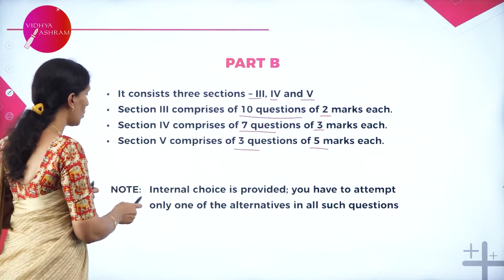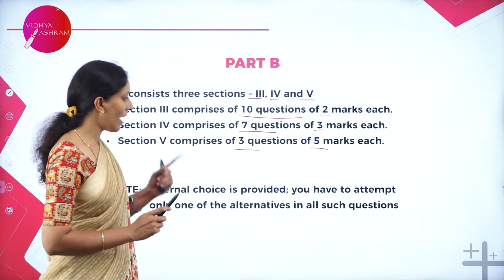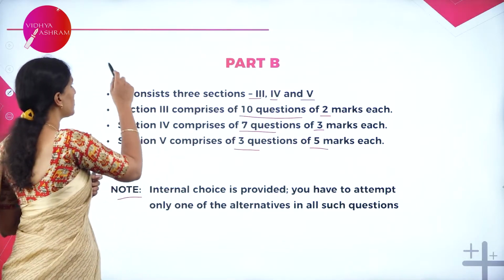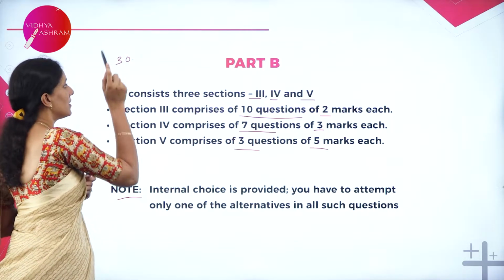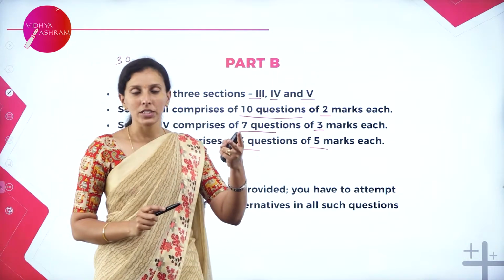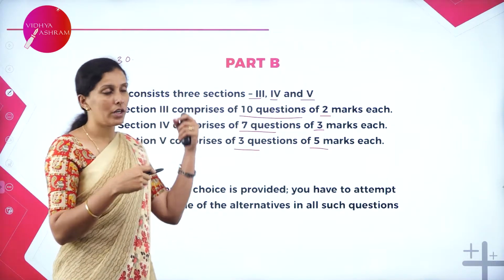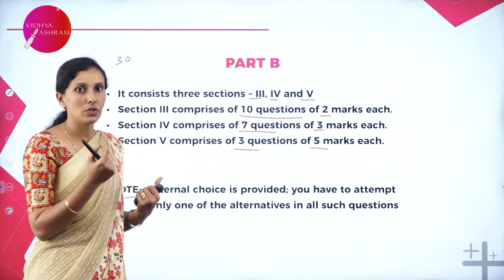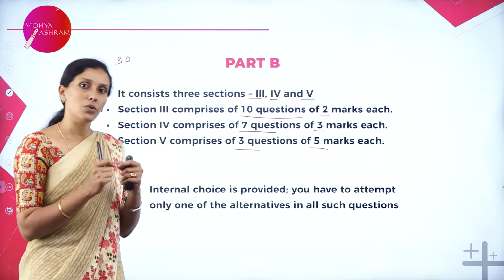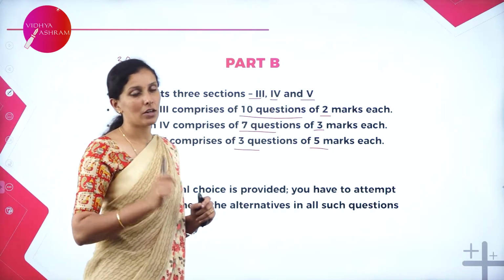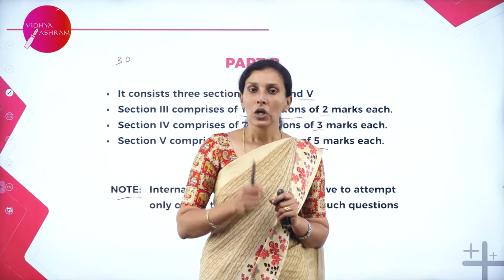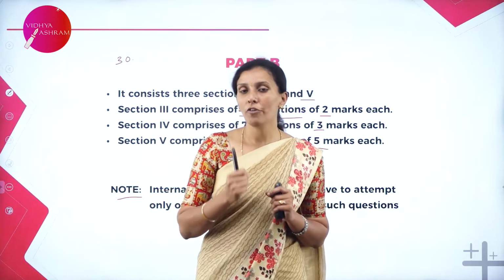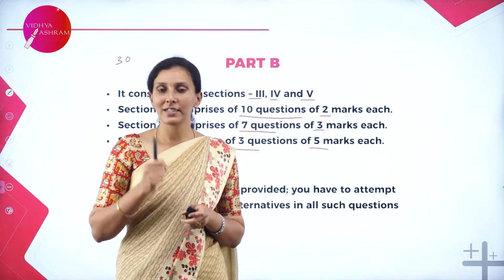So I already told you that internal choice is provided. You have to attempt only one of the alternatives in all such questions. For example, suppose you have question number 30 here. Question number 30 has 2 questions, and you need to choose any one of them. As I already told, no extra questions, only internal choices. Only for 33% of the questions internal choices are given. You need to attend all the questions, and wherever internal choices are given, you need to attempt any one of the questions which is probably best to answer.